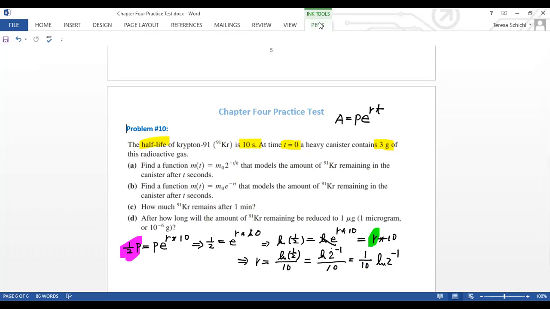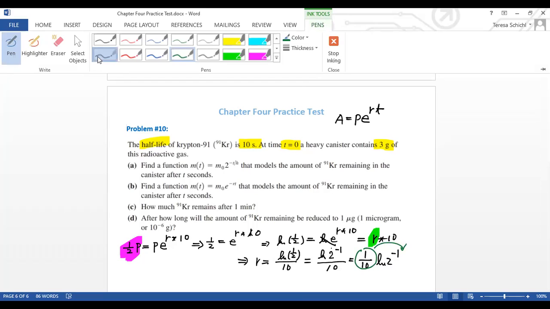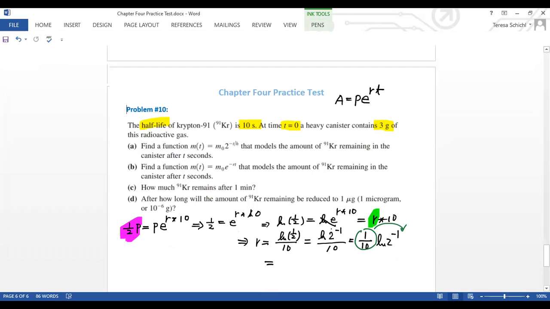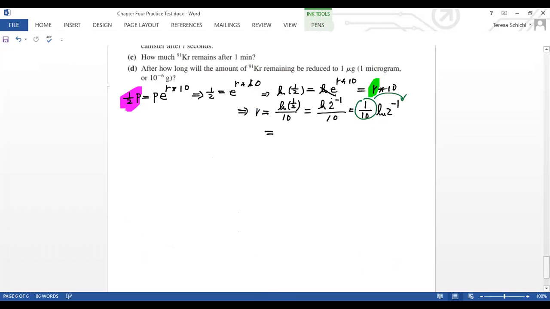You can use the law of the logarithm to bring the exponent to the front. So now I can rewrite r as equal to the natural log of 2 to the negative 1 over 10. That's right. So it's negative, right? So now you can plug it into your function here.